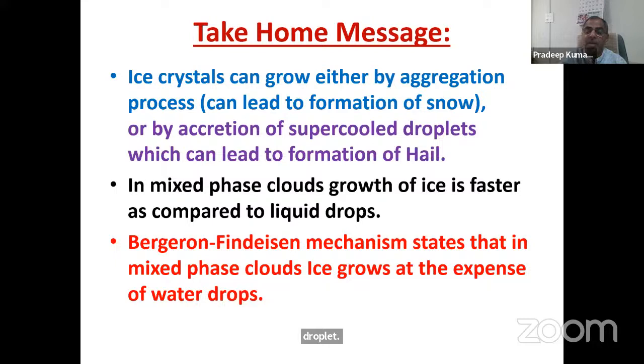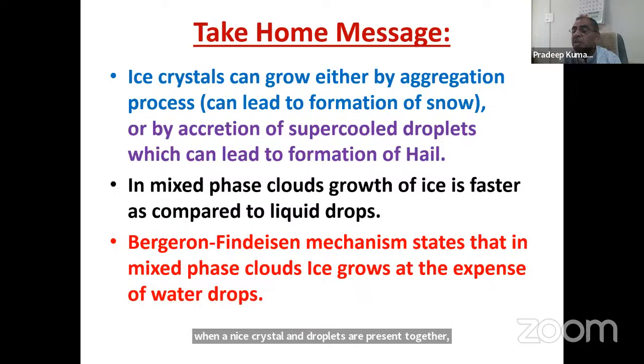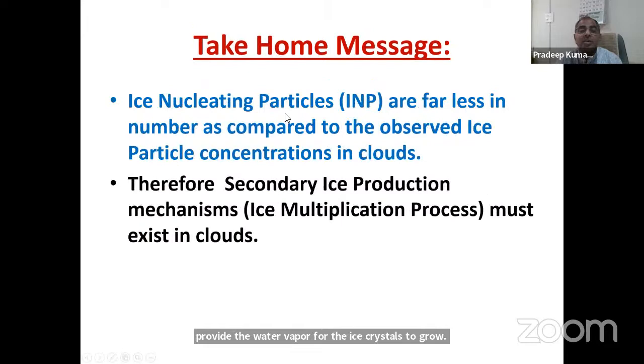And the Wegener-Bergeron-Findeisen mechanism states that in a mixed phase cloud, ice grows at the expense of water droplets, because when an ice crystal and droplets are present together, the smaller droplets would evaporate and that would provide the water vapor for the ice crystals to grow. So this is the Wegener-Bergeron-Findeisen mechanism. Ice nucleating particles are far less in number as compared to the observed ice particle concentration in the cloud. And therefore, secondary ice production mechanisms or ice multiplication processes must exist in the clouds to explain the observed number of ice particles as compared to the ice nucleating particles which are there.